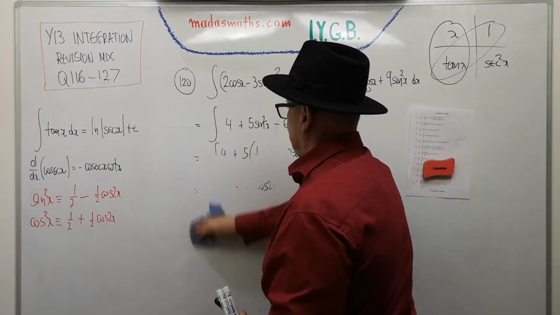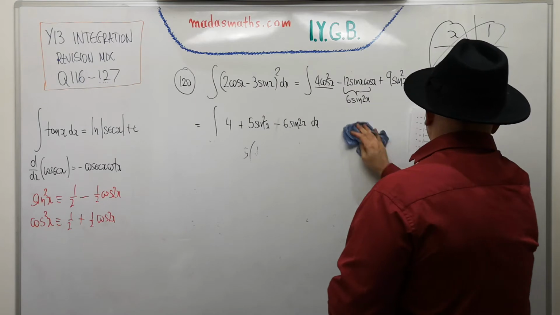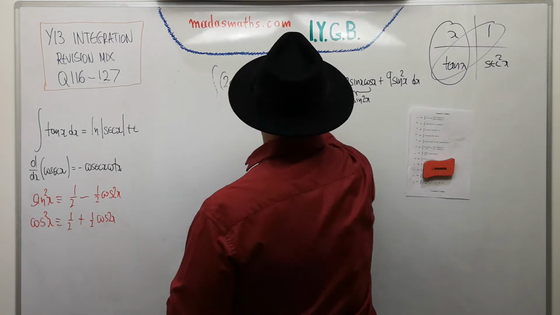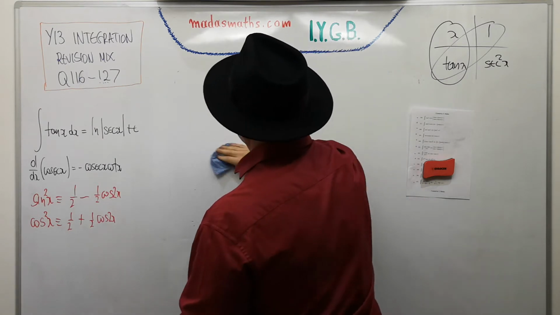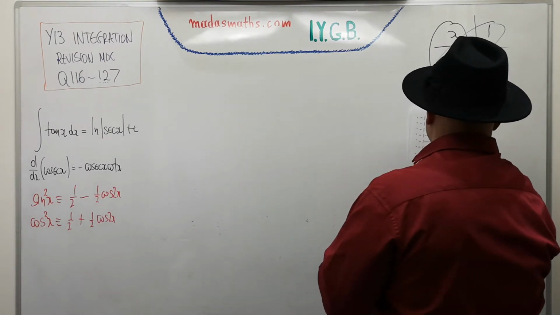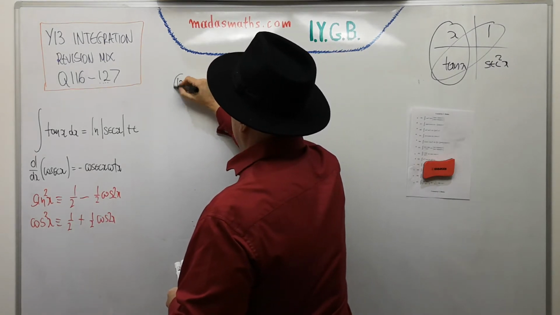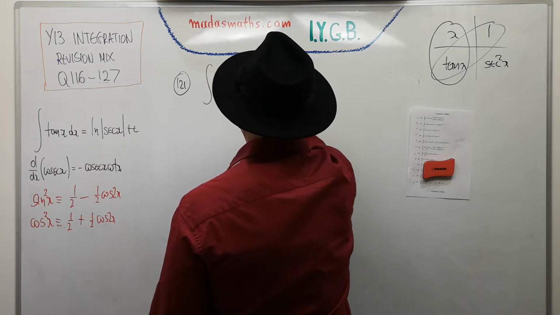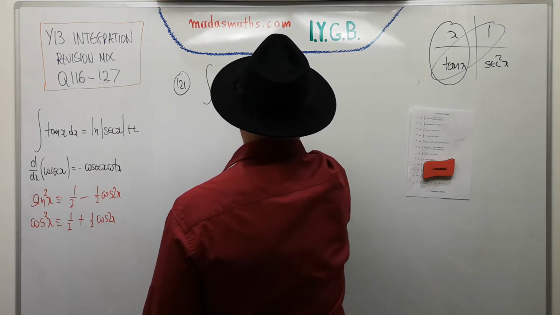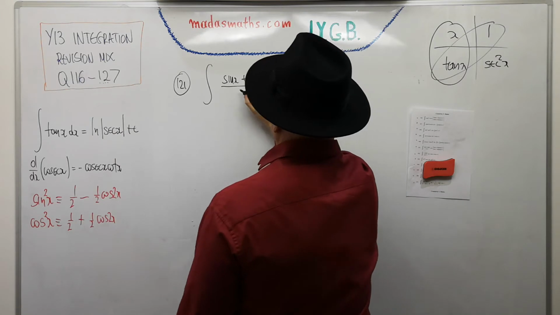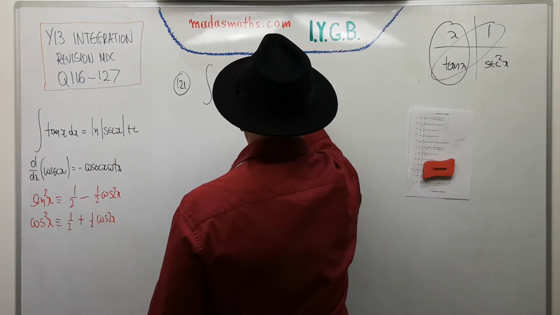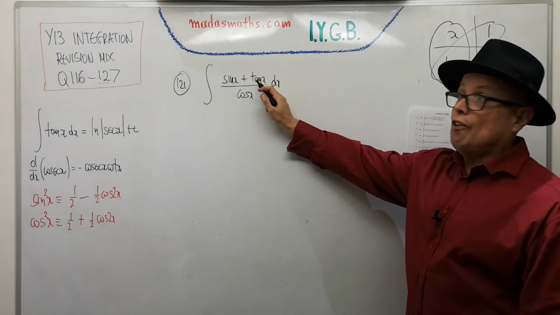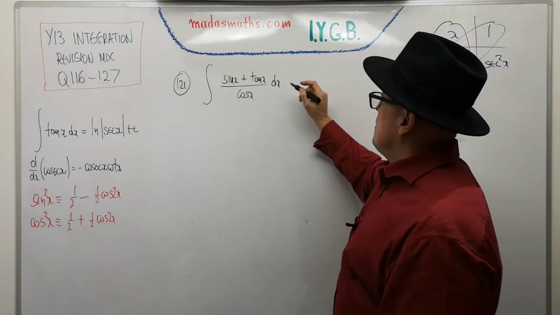I need to clear the board. So the next one is actually okay again. So 121, but it's still more trig. 121 is the integral of the sine of x plus the tan of x over the cos of x dx. What I'm going to do with this, switch into sines and cosines possibly, but I prefer to split my fraction.